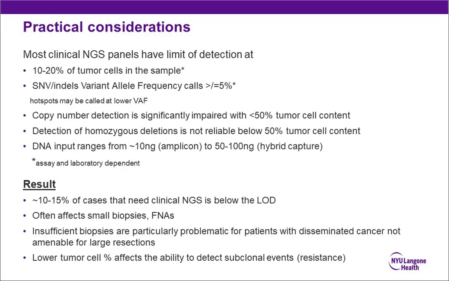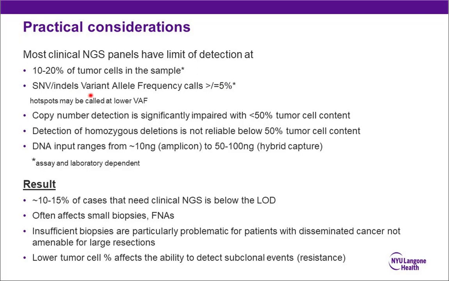So what do we do with it? There are some practical considerations that we need to keep in mind, and that is that most clinical NGS panels have limits of detection set at about 10 to 20% of tumor cells in the sample. That varies between assays and laboratories, but I would say that 10% tumor is about as low as we push it in a clinical laboratory. And the result of that is that single nucleotide variants and indels, variant allele frequency calls, are limited to 5%, rarely less.